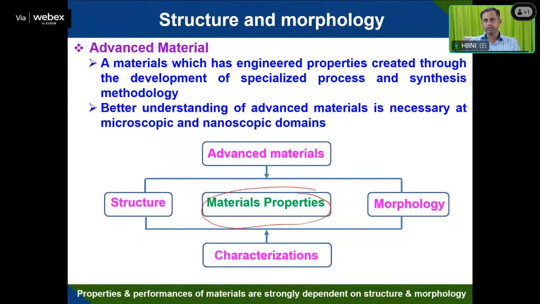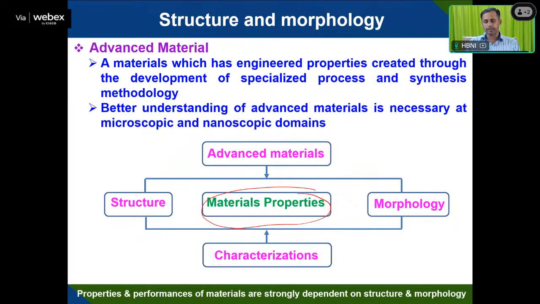To identify those material properties, we have to go for characterization. We need advanced techniques to characterize the developed materials, because the properties or performance of a material strongly depend on its structure and morphology. An engineered material with engineered properties, created through specialized processes or synthesis methods, you can call an advanced material.